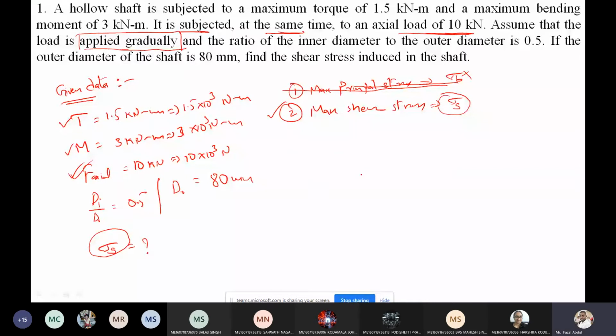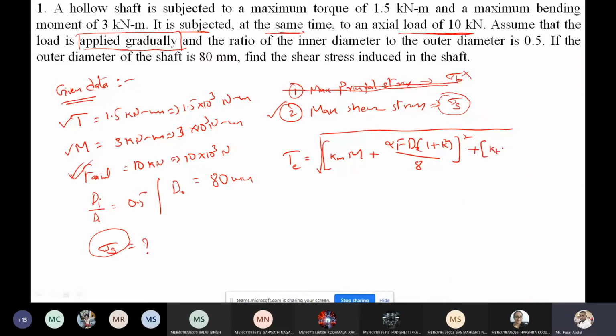So I'm writing the equation. Equivalent torque Te equals square root of (Km into capital M plus alpha into F into outer diameter into (1 plus k square) by 8) whole square plus (Kt into capital T) whole square. So this equation is suitable for this problem.